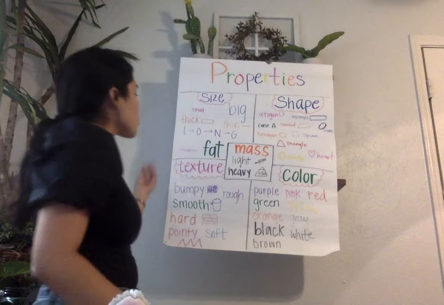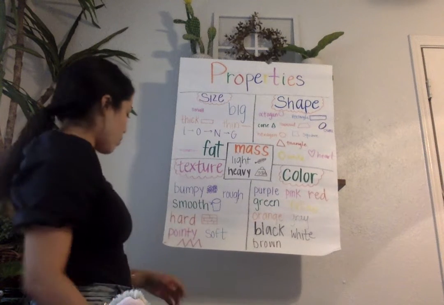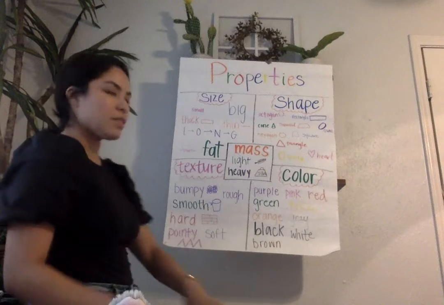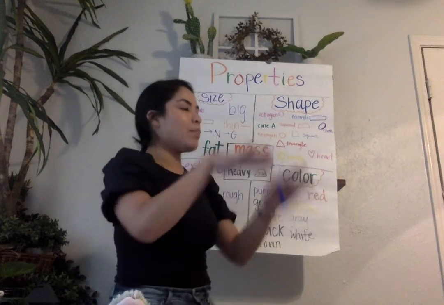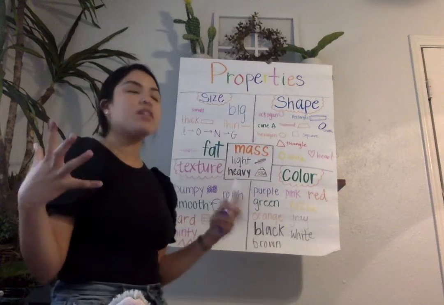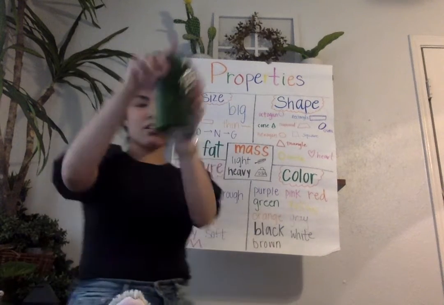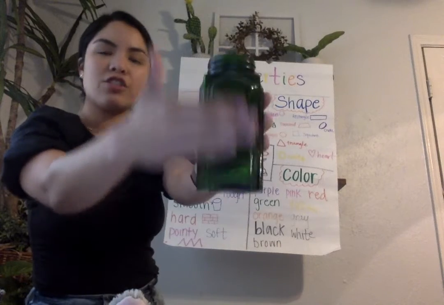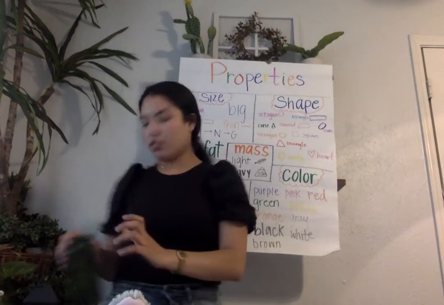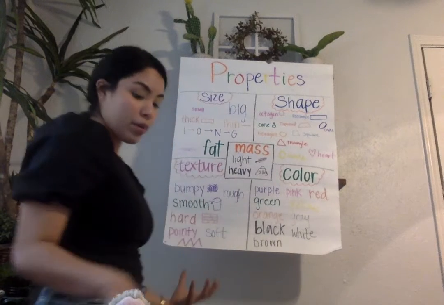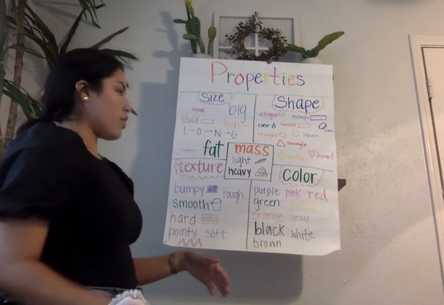And then next we have texture. So texture can be described in many different ways. So here we have bumpy, something that is bumpy. Maybe you drive on a road and it's bumpy because there's lots of rocks. That's something that is bumpy. Smooth. So let's say this glass, right? If we were to touch it, it's smooth, right? It's smooth, right? Okay, so that is a physical property, a physical characteristic.